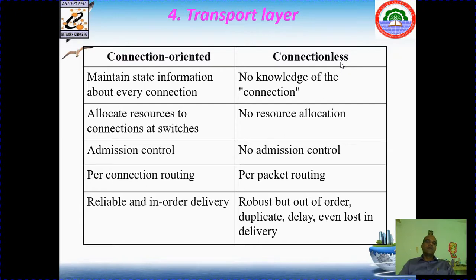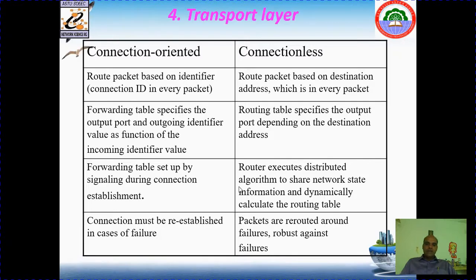There are some differences between connection-oriented and connectionless. Connection-oriented maintains state information about every connection, whereas connectionless doesn't maintain any information regarding the connection. Connection-oriented allocates resources to connections at switches, and here there is no resource allocation. In the case of connection-oriented, there is an admission control mechanism, but here there is no admission control mechanism. There is pre-connection routing, whereas here there is no pre-connection routing, but it will handle per-packet routing. Connection-oriented is reliable and in-order delivery, connectionless is robust but out of order. So, some examples.